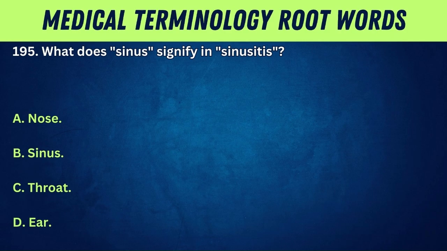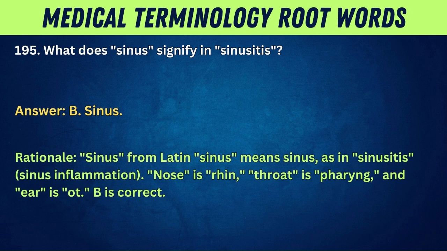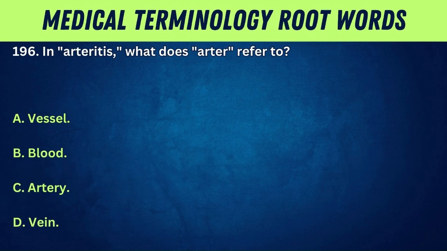195. What does sinus signify in sinusitis? A. Nose. B. Sinus. C. Throat. D. Ear. Answer: B. Sinus. Rationale: sinus from Latin sinus means sinus, as in sinusitis, sinus inflammation. Nose is rhin, throat is pharynx, and ear is ot. B is correct.